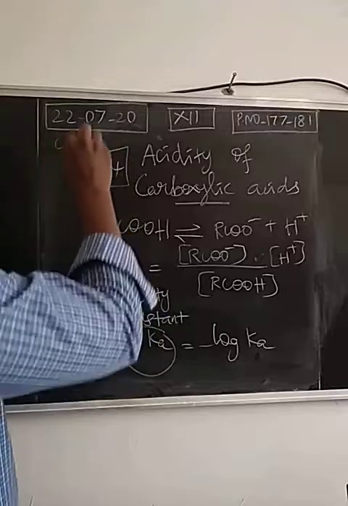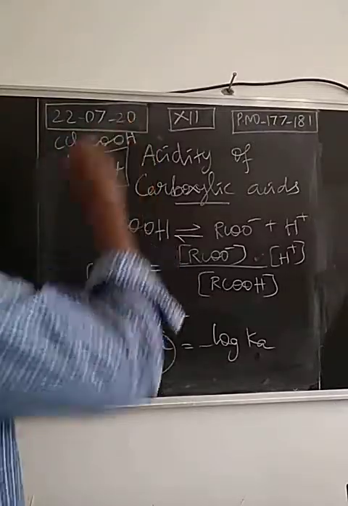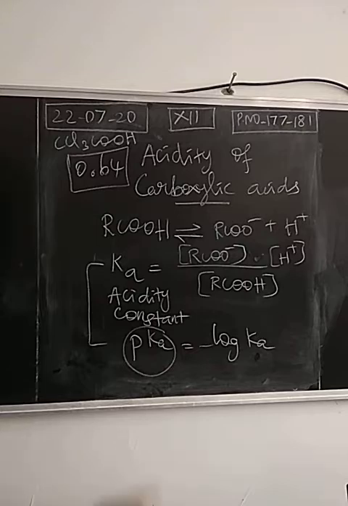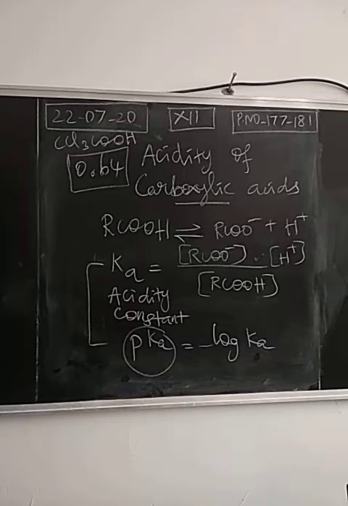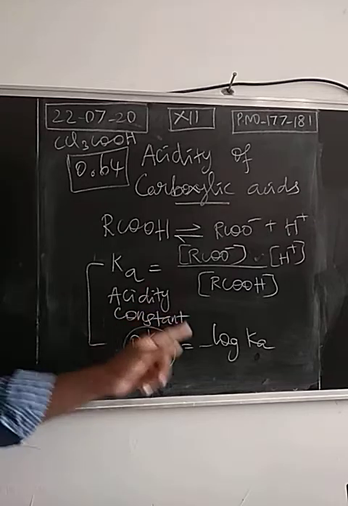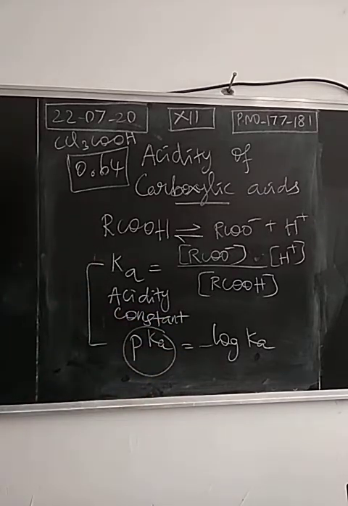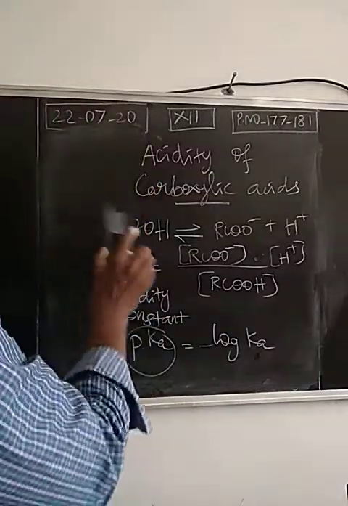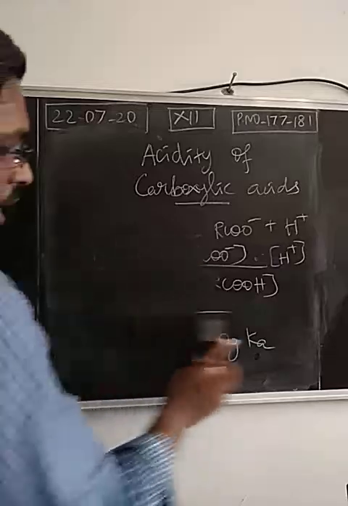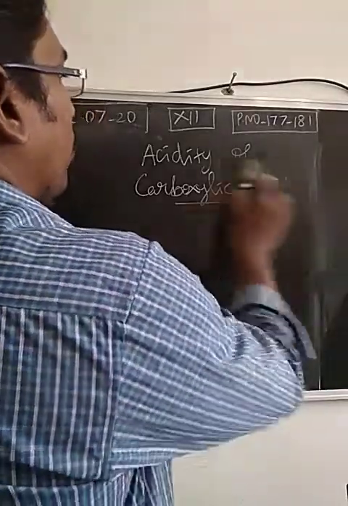So trichloroacetic acid is the strongest acid because its pKa value is less. That means its Ka value will be larger. And in the last one, para-nitrobenzoic acid with pKa value 3.44, that is a weak acid. So from the tabular column, you can easily identify which is a strong and which is a weak acid based on the pKa value and the Ka value. So this is the acidity of acids based on acidity constant and the pKa value.